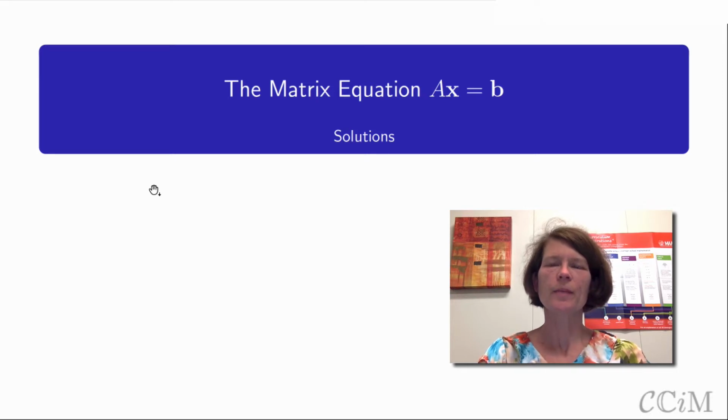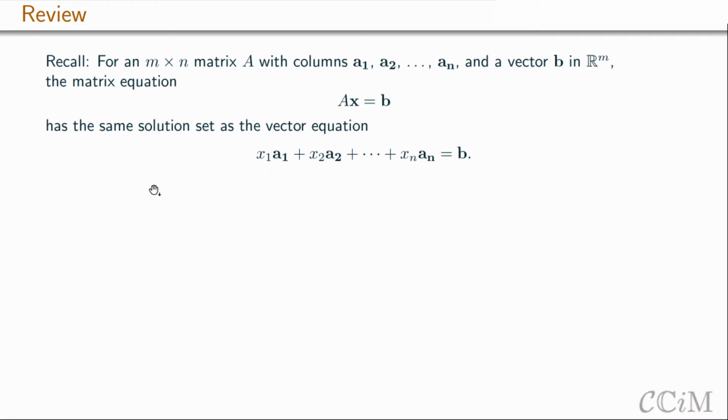Let's look at solutions of the matrix equation AX equals B. Recall that for an m by n matrix A, whose columns are A1 through An, and a vector B in Rm, the matrix equation AX equals B has the same solution as the vector equation x1a1 plus x2a2 through xnan equals b. The reason for that was the definition of the matrix product. A times x was by definition equal to the linear combination of the columns of A with weights given by the components of x.